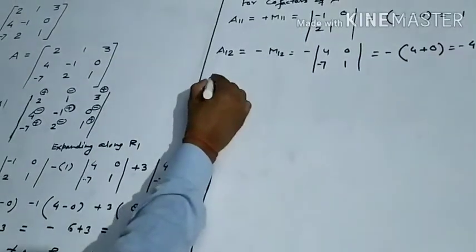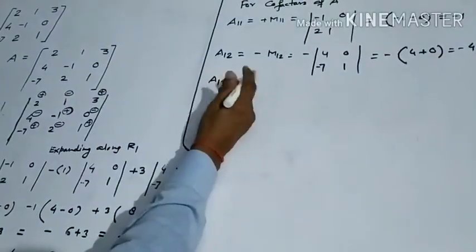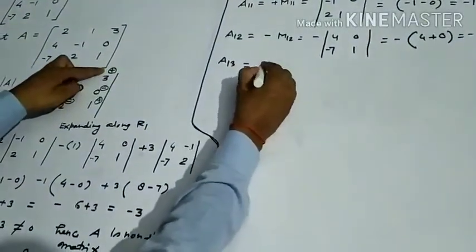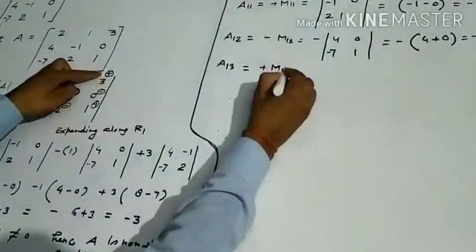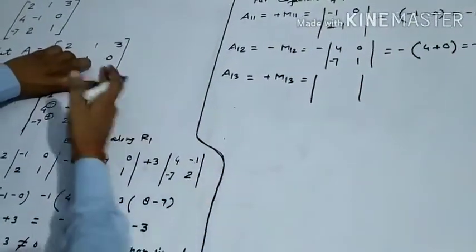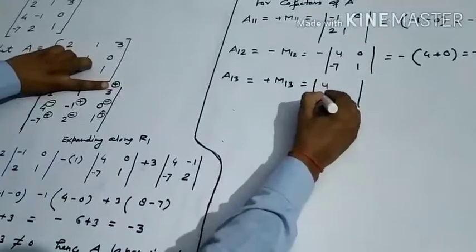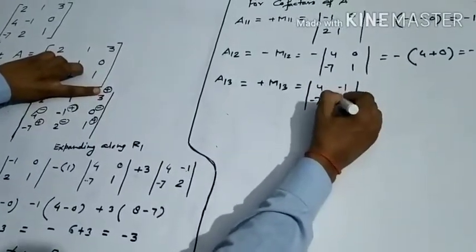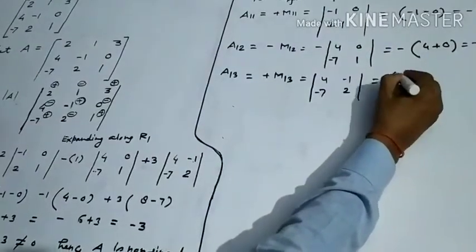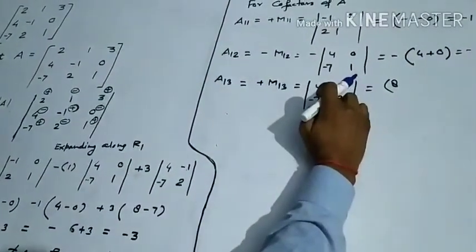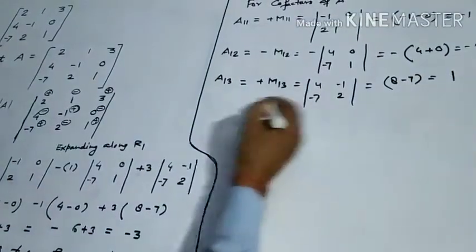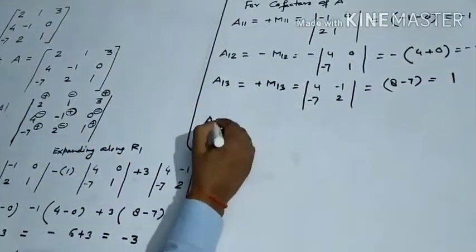Now A13 means the cofactor of the element of the first row and third column. So the sign is plus, and M13 is equal to the subdeterminant after leaving the first row and third column. So this is 4, minus 7, minus 1, then 2, which is equal to 8 minus 1 multiplied by minus 7, plus 7, which means minus 7, then this is 1.